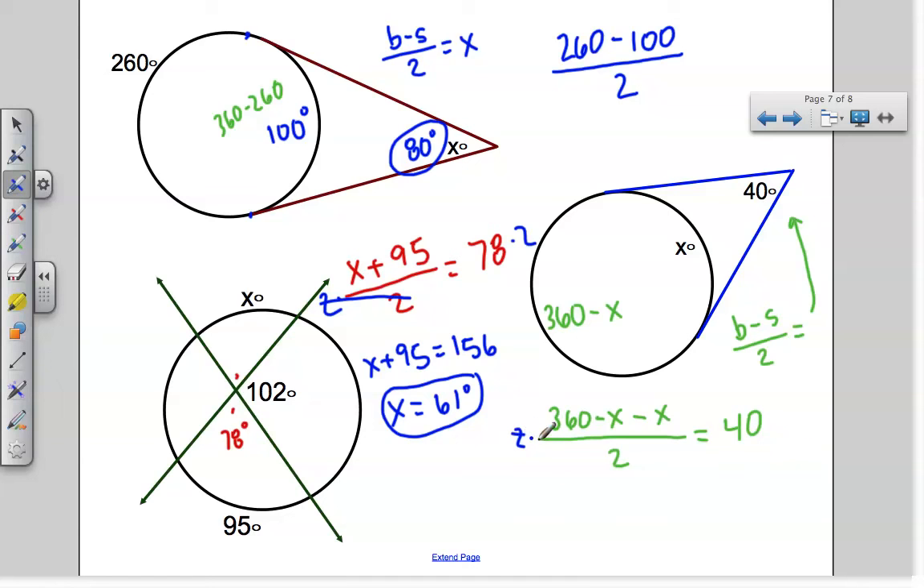First I'm going to multiply by 2 to get rid of that whole divide by 2. Also, this is 360 minus x minus another x. Well, minus x, combine those like terms, that's really subtracting 2x. So 360 minus 2x equals 40 times 2 is 80. Let's subtract 360 on both sides to get rid of this. So I'll just have negative 2x here, and I'm doing 80 minus 360 on this side. I get negative 280, and divide by negative 2, and x will be positive 140.